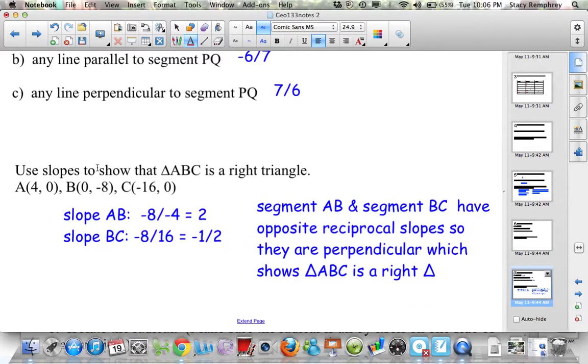Okay, the next question said use slopes to show the triangle ABC is a right triangle. So a couple ways you could have done that. You could have done that with the distance formula and then used the sides and the converse of the Pythagorean theorem. But since they said slopes, I do think that's the easiest way. I found the slope between points A and B. I found that to be 2. Then I found the slope between points B and C, and I found that to be negative 1/2. Since AB and BC have opposite reciprocal slopes, we know they are perpendicular. By the definition of perpendicular, that means angle B is a right angle, and that proves it's a right triangle.